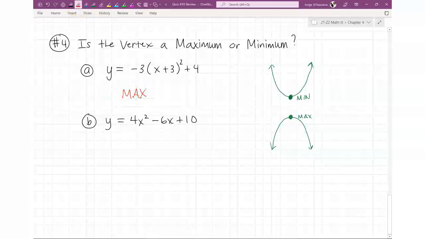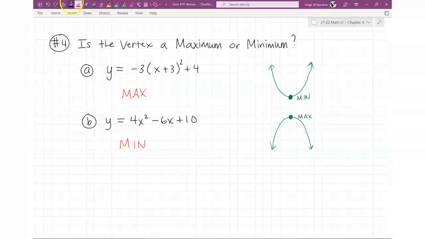All right. What about part B? Which way does that open? Remember, you're looking for your A term. What's my A term for part B? It's 4. So which way does it open? Up, which means it's a minimum. So I'm just going to write min. There are 4 problems like this. Hopefully they're easy. There's nothing tricky about them. It's just 2 of them like part A and 2 of them like part B. It's not like we're trying to mess with you guys. They literally are just you deciding if it's a maximum or a minimum.